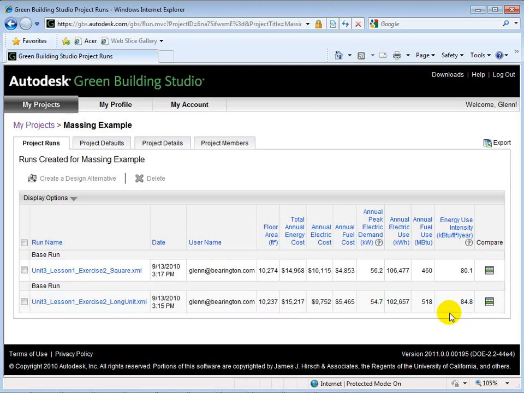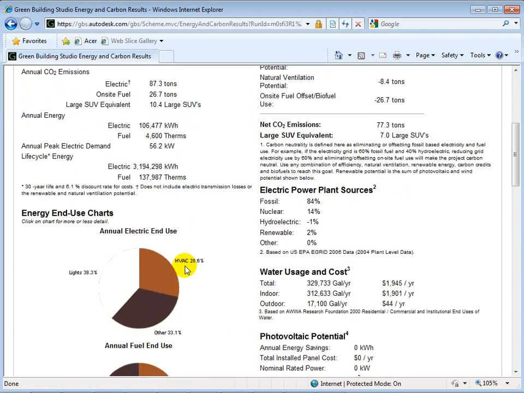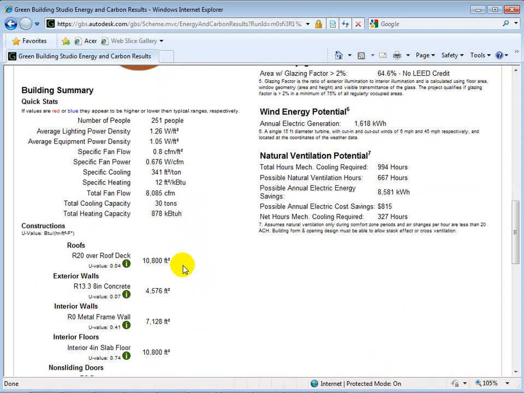This is because each mass has its own pros and cons. While the skinny one has a lower electric cost due to good daylighting, it also has a higher fuel demand in order to maintain a comfortable temperature. When done comparing, each alternative can be selected and analyzed more in depth separately.